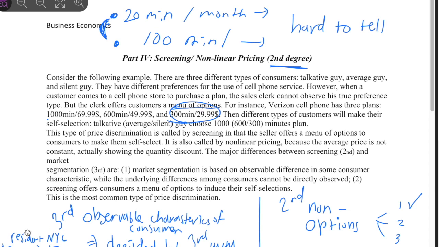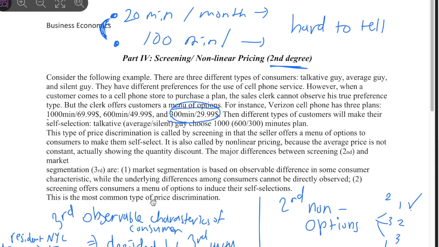So this is decided by the third party. But the second is, if you want to have 2 lectures for the summer, or 3 lectures for the summer, or 1 lecture for the summer, your tuition is different, right? So that is the main difference between third and second degree, right? So third are market segmentation based on the observable difference in some consumer characteristic, while the underlying difference among the consumer cannot be directly observed.